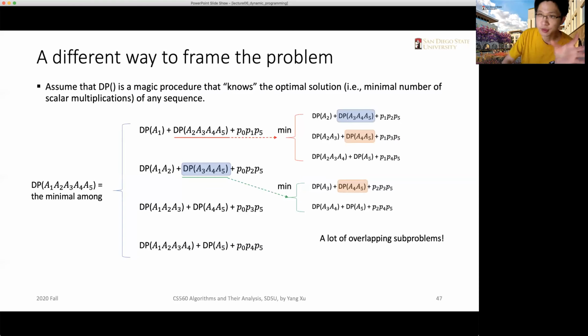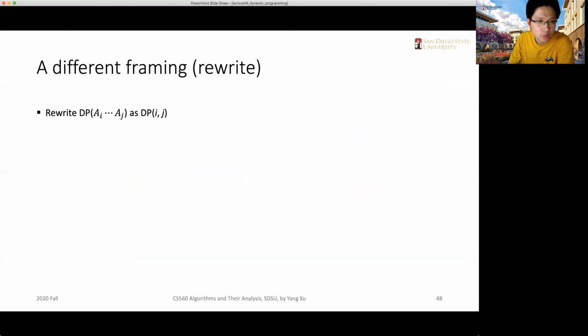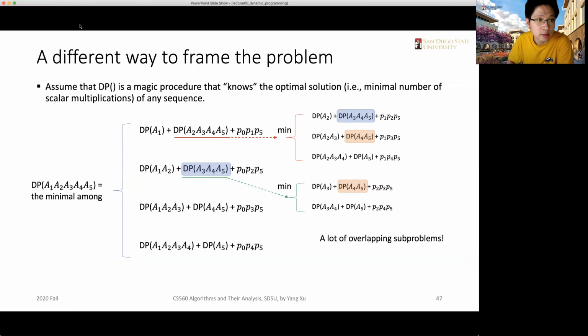Now we're going to simplify our notation step by step, until we reach a point where we can use a very simple data structure to store the solutions. So we can write the notation dp of something from A1 to A5, because dp is an imaginary concept. It's just to indicate the solution. We use a magical symbol to indicate the solution, and the input is a sequence. So we can just use the starting index 1 and 5 to indicate this whole expression.